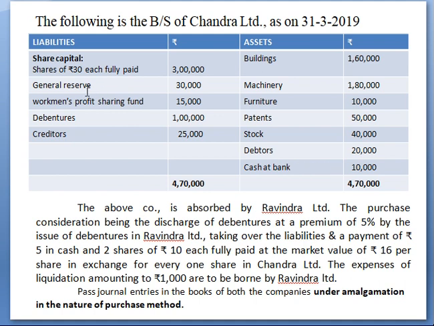To your liabilities now. To workmen's profit sharing fund account 15,000, to debentures account 1 lakh, to creditors account 25,000. See here, for debentures we should not enter 1 lakh, because the purchasing company pays the debentures at a premium, which is given in your question already. So the debentures figure is 1,05,000. That is the agreed value to be entered here, right?